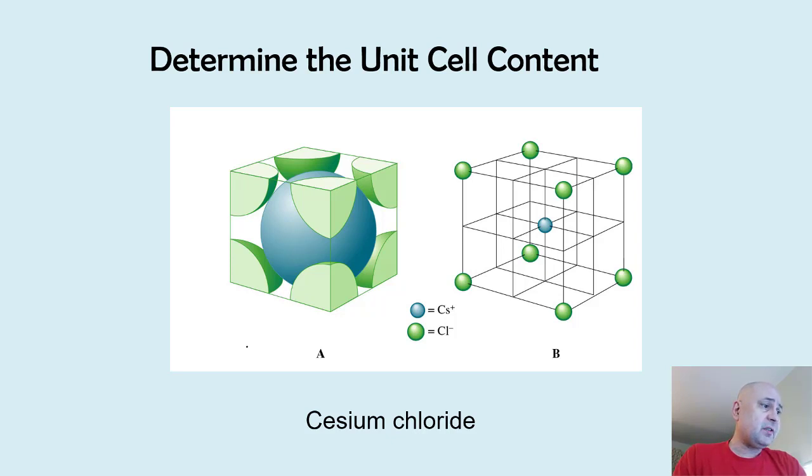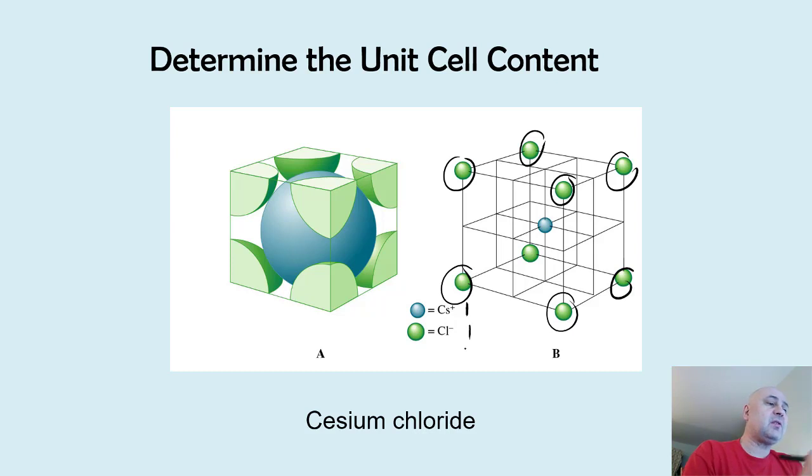So this is pretty easy. It's a body-centered unit cell, and the one in the center is, of course, a cesium, and then we have 8 on the corner, and so 8 times 1/8 is also 1. So these are in a 1-to-1 ratio. There's 1 cesium atom or ion and 1 chloride ion per unit cell, and it makes sense that they are in a 1-to-1 ratio because we know that cesium chloride has the formula of CsCl.